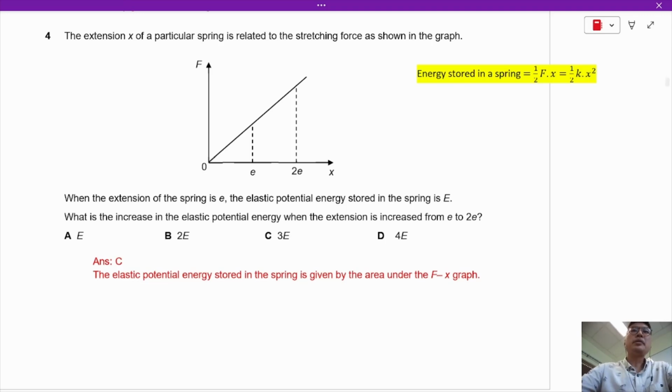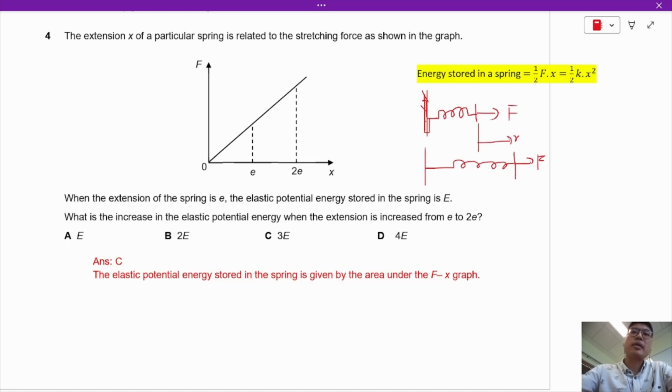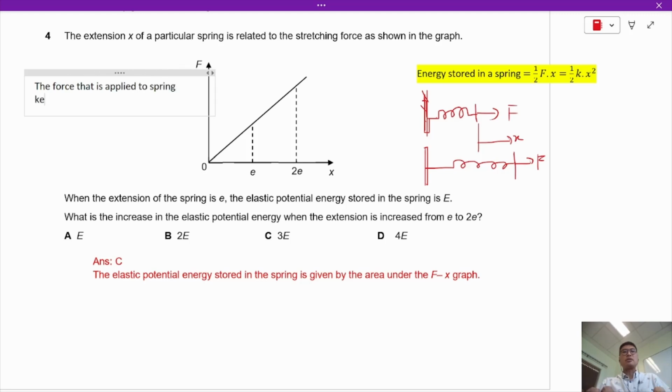Let's take a look at question 4. Now, what happens in question 4 is that a spring is being stretched by a force. When you apply a force, the spring actually gets longer. The spring grows longer by a distance x. So you can see that when you apply a force and the spring moves in a certain direction, there's going to be work done. However, there is a complication, because the force that is needed for the spring keeps increasing as the spring extends.